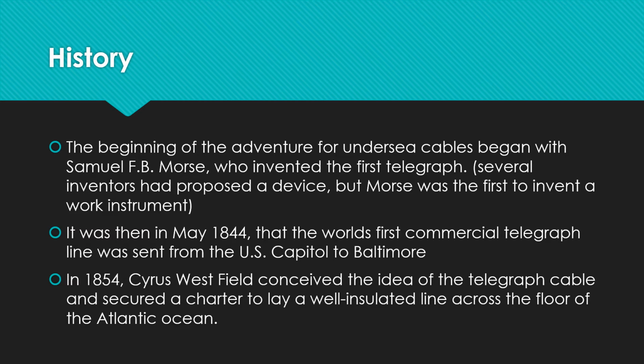Our story begins with the telegraph first being developed by Samuel F.B. Morse. While he wasn't the first to propose the idea, he was the first to get a working telegraph instrument by the 1830s. It was in the late 1830s that he perfected Morse code, and then in May 1844, the first message was sent from the U.S. Capitol to a railroad station in Baltimore.